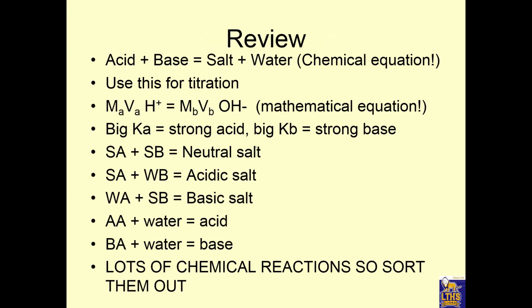Right. So to review, three main types of reactions. Acid plus base gives you salt and water. That's a chemical equation that we utilize for titration. We use this formula to calculate the results of a titration. Big Ka's are strong acids, big Kb's are strong bases. So if you mix them together and get a salt, the salt could be acidic or basic depending on what you use. Anhydrides are without water, but when you put them into water, they can turn into acids or bases.